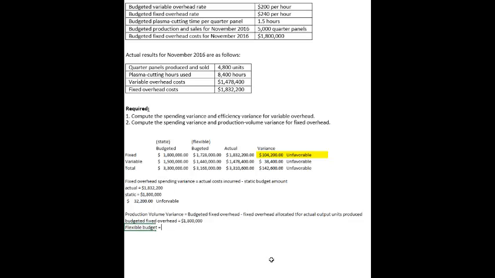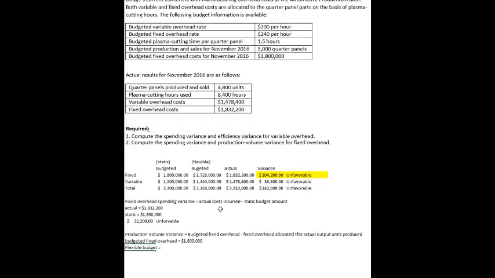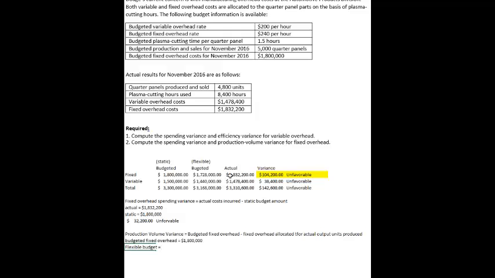And how did I get that number? Well, up here we budgeted $240 of fixed overhead for every 1 hour of plasma cutting, and we know that each quarter panel we produce takes 1.5 hours of plasma cutting. So you take the 4,800 actual times the 1.5 hours times the $240, and that's how you get this number right here, 1,728,000. So you simply subtract the two. You take the 1.8 million and subtract from that the 1.728 million, and that's an unfavorable variance.